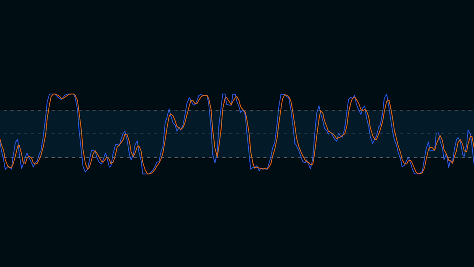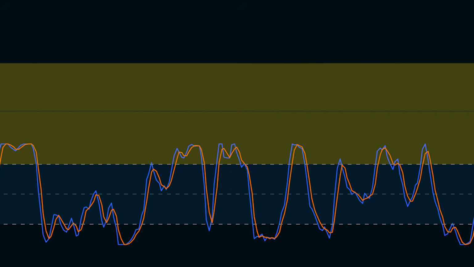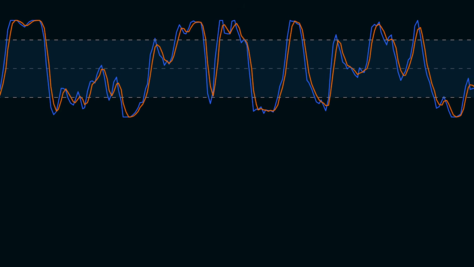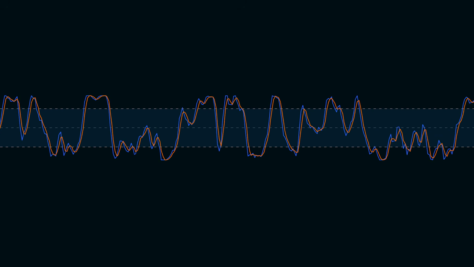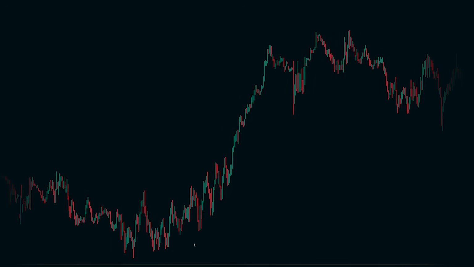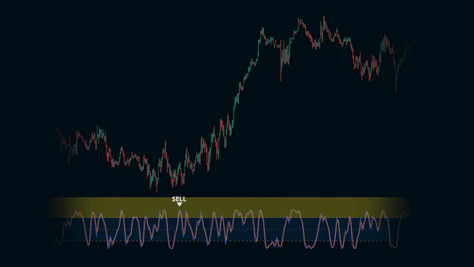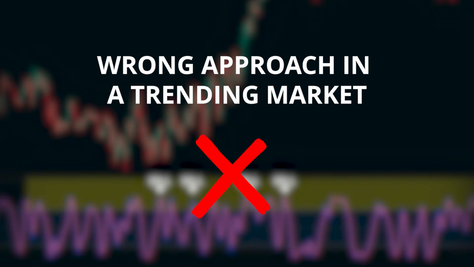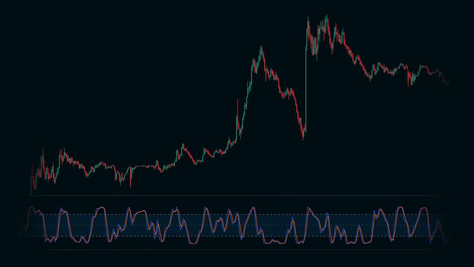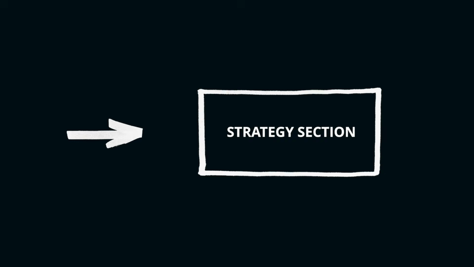Like standard RSI, Stochastic RSI operates on a scale of 0 to 100. When both lines move above 80, the asset is in the overbought zone. When both lines move below 20, the asset is in the oversold zone. Now here is the most important concept in this section. And the same mistake traders make with standard RSI applies here too. Being overbought or oversold is not a trade signal on its own. In a strong trending market, Stochastic RSI can remain in the overbought zone for many candles in a row. Selling every time it crosses above 80 in an uptrend leads to consistent losses. What separates profitable Stochastic RSI traders from unprofitable ones is understanding that these zones only produce reliable reversal signals under specific conditions. We will cover exactly what those conditions are in the strategy section.